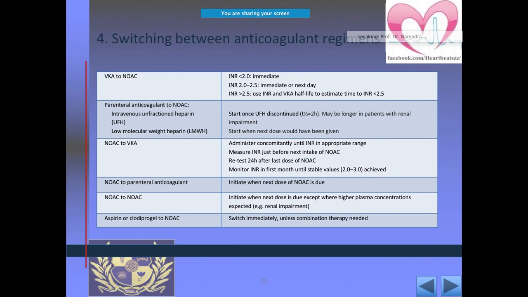Similarly, a lot of times a common question comes up: how to switch over between anticoagulants.